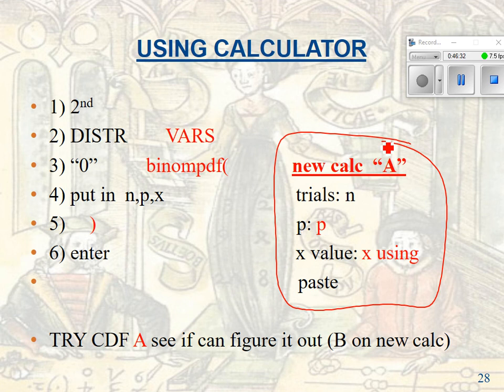Is it A? Yeah, it's A. Instead of 0, it's A. Binom PDF? Yeah. Is there any of them that's still 0? Some of the calculators still say 0.